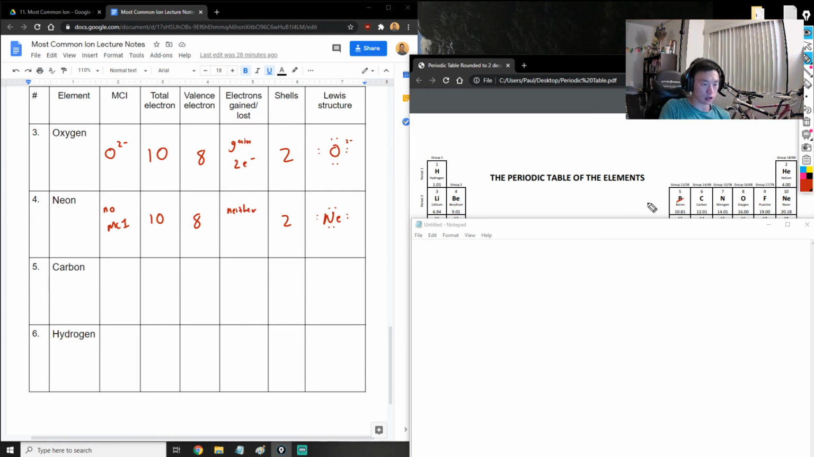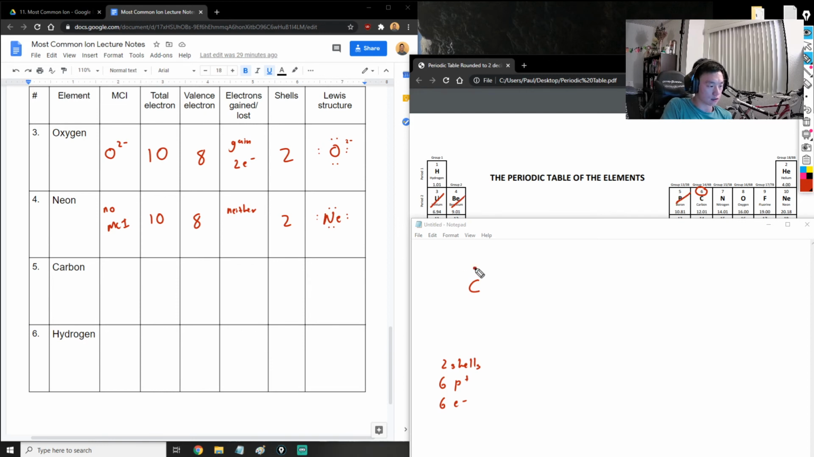Alrighty, let's take a look at carbon. Okay, carbon, let's draw the Lewis structure for carbon. Carbon is in the second row, so it's going to have 2 shells. The number on top of carbon is 6, so that means carbon is going to have 6 protons and 6 electrons. For the Lewis structure, we just count the boxes, 1, 2, 3, 4.